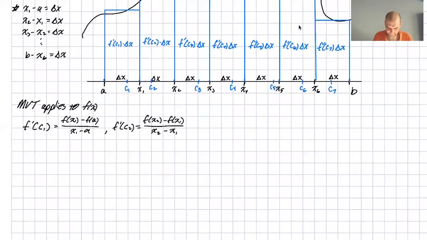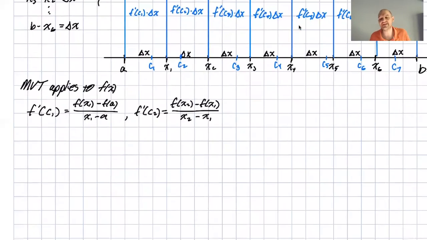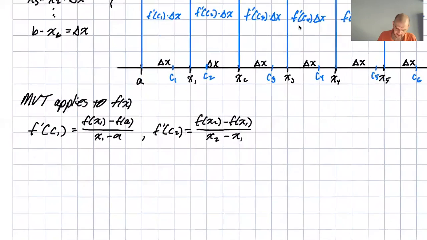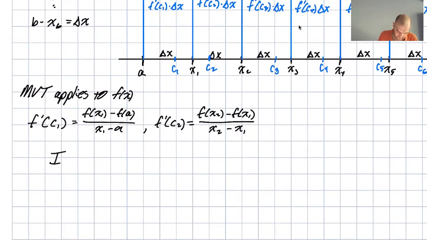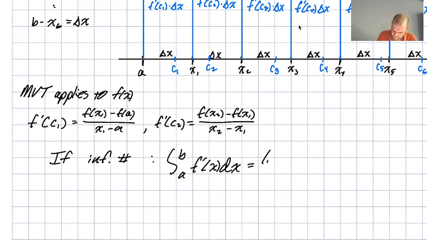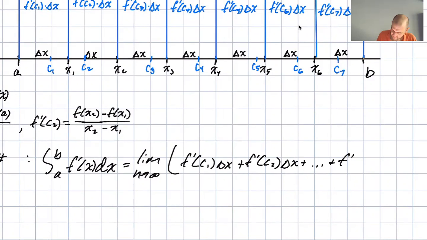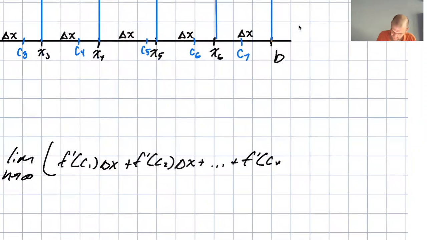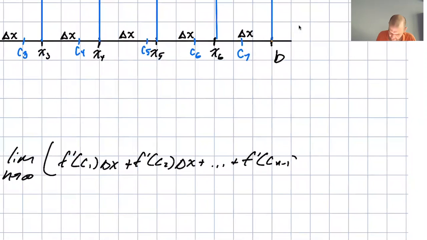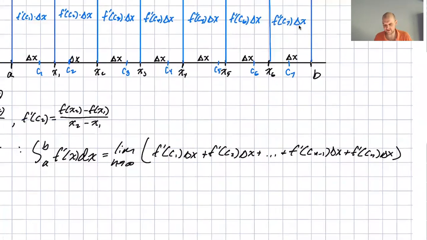Okay, so now we're saying if we could do an infinite number of these, we would have the integral from a to b of f prime of x dx is equal to the limit as n approaches infinity of f prime of c1 delta x plus f prime of c2 delta x plus dot dot dot plus f prime of cn delta x. We want the limit as n approaches infinity of that.